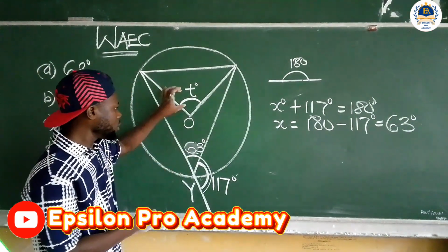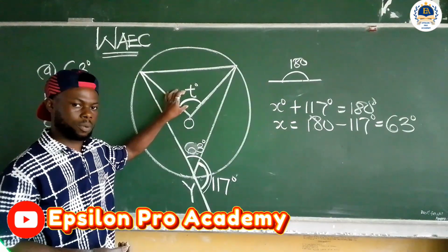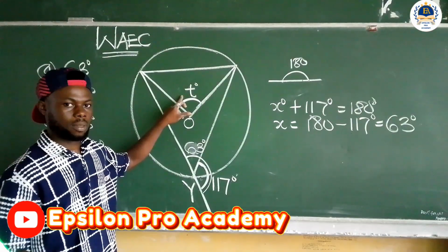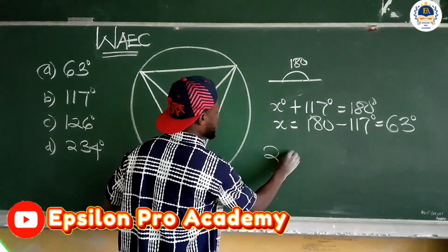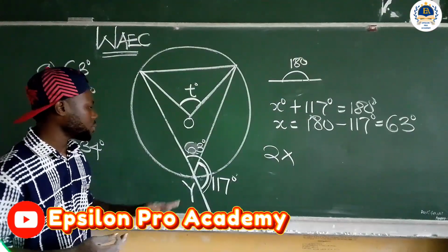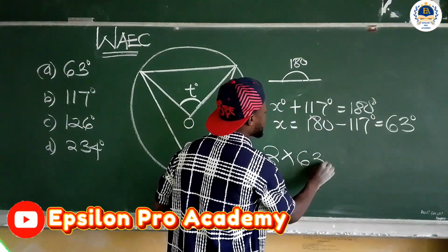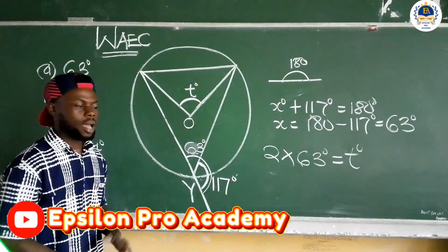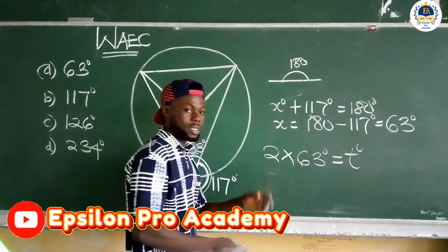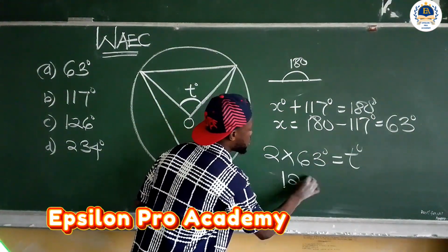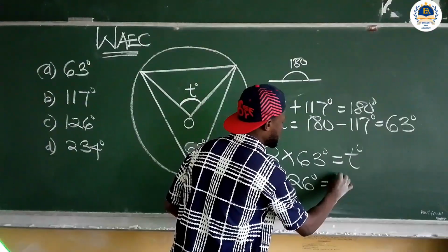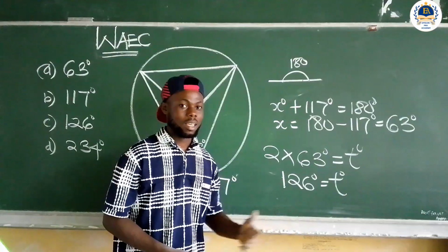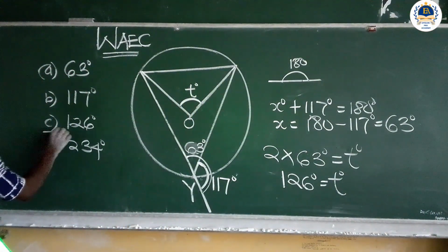But at this point, the angle at the circumference is 63. So how do we obtain this required angle on the board? It's very simple. 2 times of this will give this. That is to say, 2 times x, or 2 times 63 degrees, will equal t degrees. And we know that if you multiply 2 by 63, it's going to give 126 degrees. So 126 degrees is t degrees. And the correct answer on the board is 126 degrees, which is option C on the board.